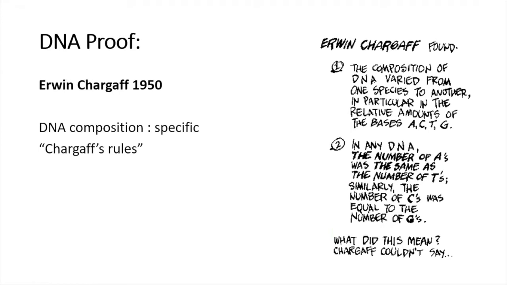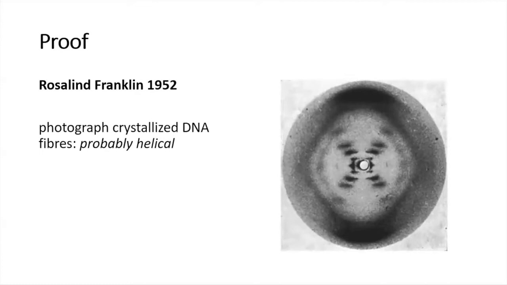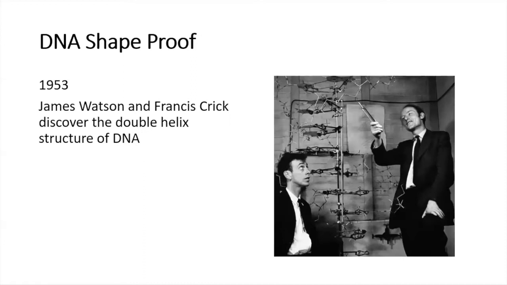And what did this mean to him? Well, he couldn't say. And we've gone down the wrong routes as well. So Linus Pauling hypothesized that like all other protein molecules, DNA was probably an alpha helix, a single-stranded helix. But that changed when Rosalind Franklin was able to photograph a crystal of DNA, and she thought it was probably helical. And finally, we had proof of the double helix structure of DNA. So now look at how research has gone on over 200 years just to find out where DNA exists and what shape it takes and what are the consequences of DNA.